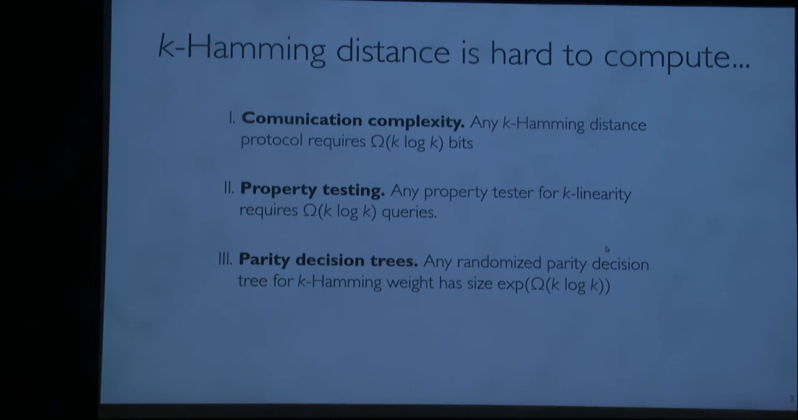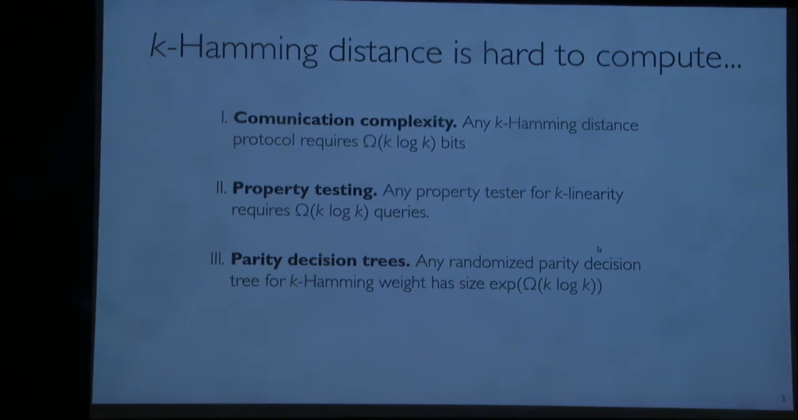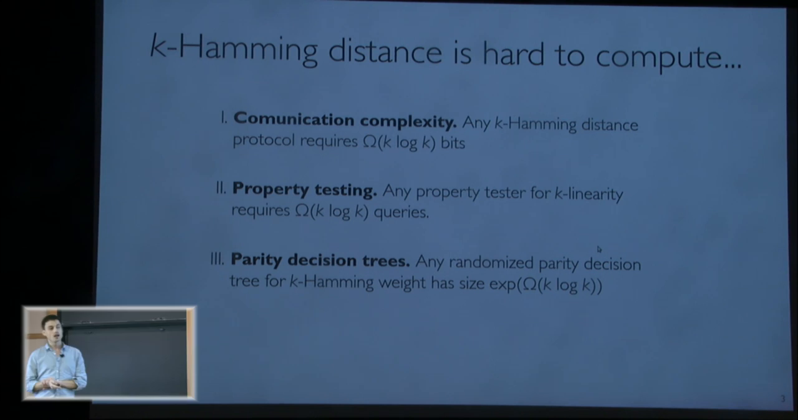So we show that the k-Hamming distance is hard to compute in various computational models. In communication complexity, we show that any two players need k log k bits to compute this, which I will define for all these models. In the property testing model, we show that any property tester for k-linearity requires k log k queries. And in paired decision trees, the corresponding problem is the k-Hamming weight. And for that, an exponential in k log k size lower bound holds similarly.